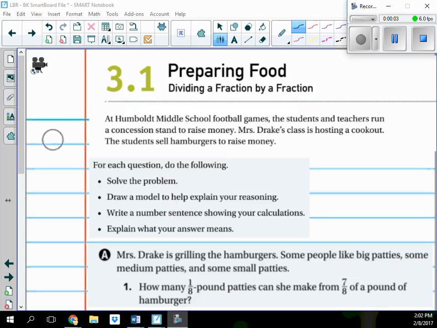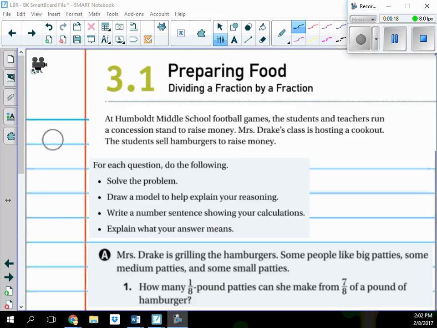So our goal today is to look at some real life situations where we are going to divide a fraction by a fraction. You guys learned some really great strategies for doing that, but today we're going to apply those strategies to some real life situations.